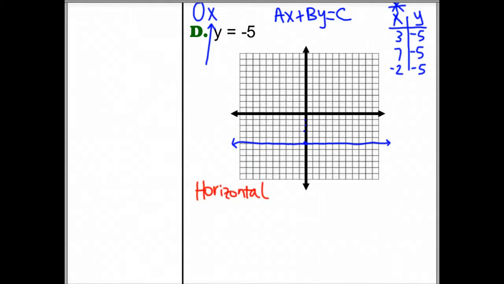And whenever our line looked like that, we had a slope of 0.